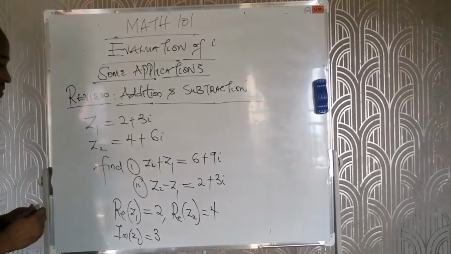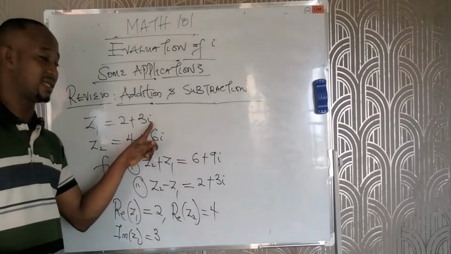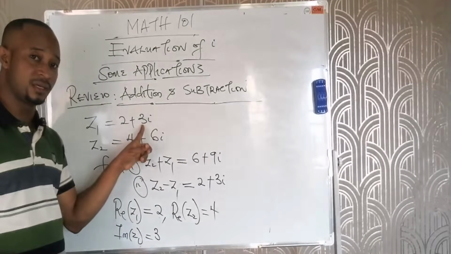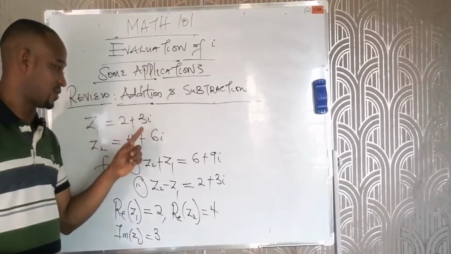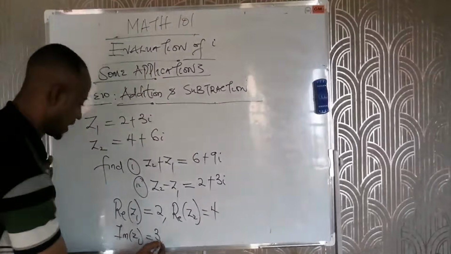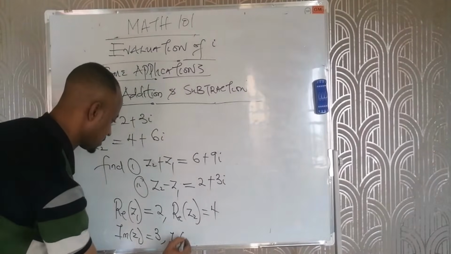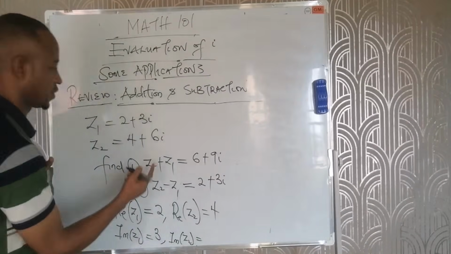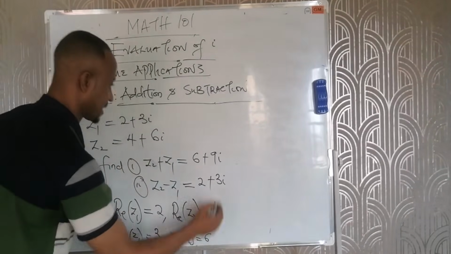Don't forget, for the imaginary part we don't indicate i. It's just the 3. What makes 3 imaginary? Because it has a complex value i attached to it. So likewise, the imaginary part of Z2 will be what here? Will be 6. Thank you.